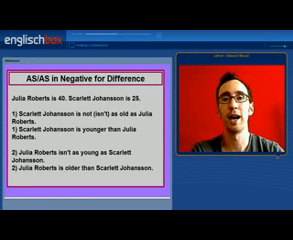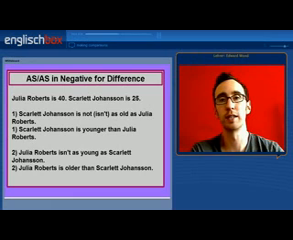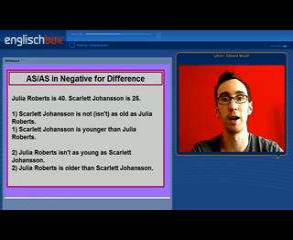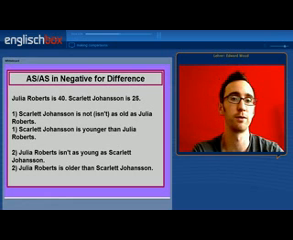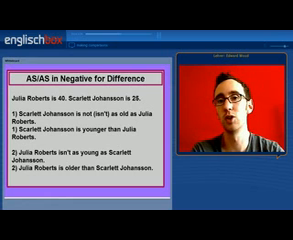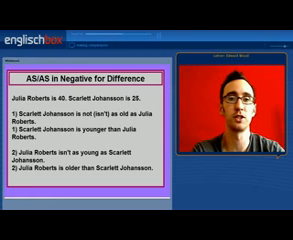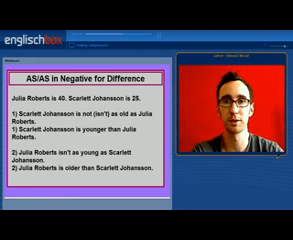As I said, we can use as in the negative form to express difference. So we're going to take our two favorite Hollywood stars, Julia Roberts and Scarlett Johansson, as our example. Julia Roberts is 45, or 40 rather, Scarlett Johansson is 25. Scarlett Johansson is not as old as Julia Roberts. It's the same as saying Scarlett Johansson is younger than Julia Roberts.